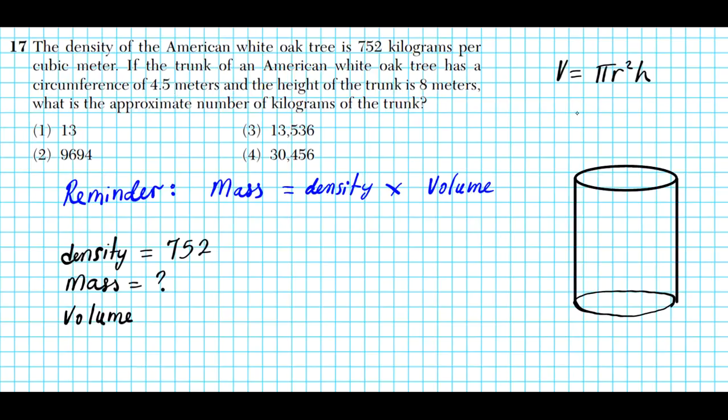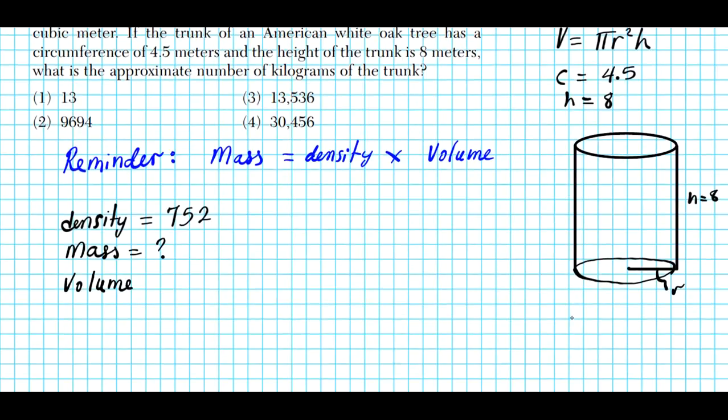We know that the circumference is 4.5 and the height h is 8. In order to find the volume of this trunk, we need the radius and the height. Okay, so the height is 8, which is good. Now, what on earth is the radius? We do not know. We have a clue that can help us find the radius, okay? That clue is the circumference. The circumference is 4.5.